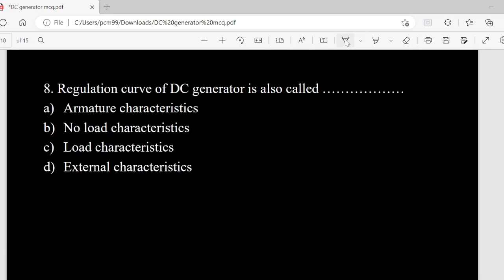question number 8. A regulation curve of a DC generator is also called dash characteristics. Option A armature characteristic, option B no load characteristics, option C load characteristics, and option D external characteristics.